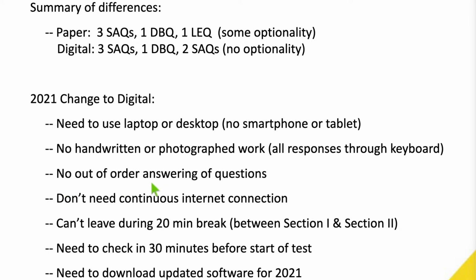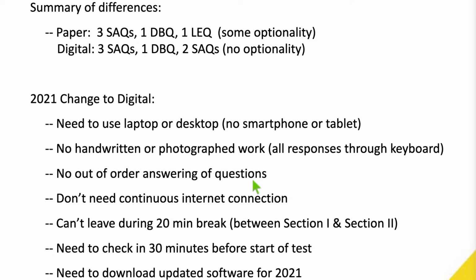Now, there is no out of order answering of questions. This means your multiple choice are in that question. When you're looking at the short answer questions, while you are working within a question, you can move back and forth. But after you answer the last part of that question and move to the next question, that's it. You can't go back.